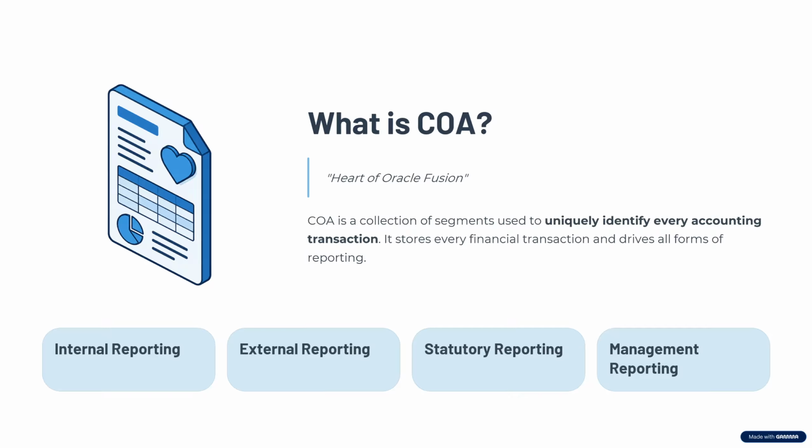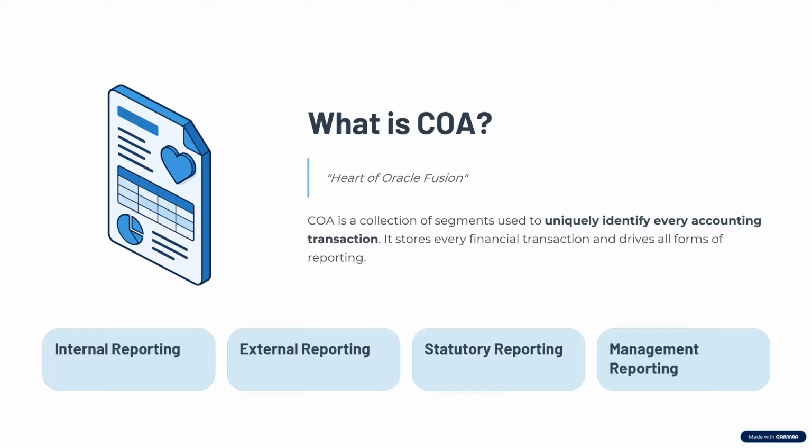What is the purpose of creating the COA, the chart of accounts? The main purpose of creating the chart of accounts is internal reporting, external reporting, statutory reporting and management reporting. What is internal reporting? In a company we have directors, shareholders, and many other persons. The financial transactions we do in the business are reported internally.